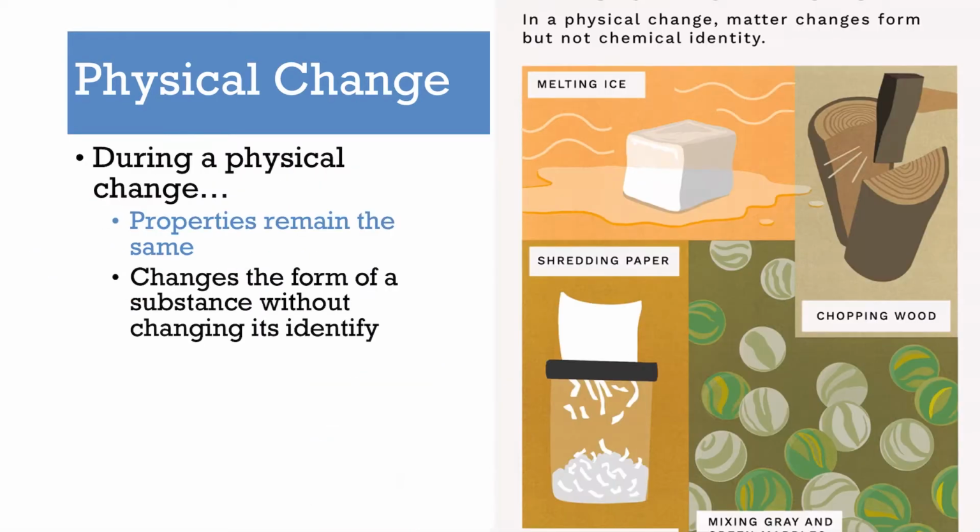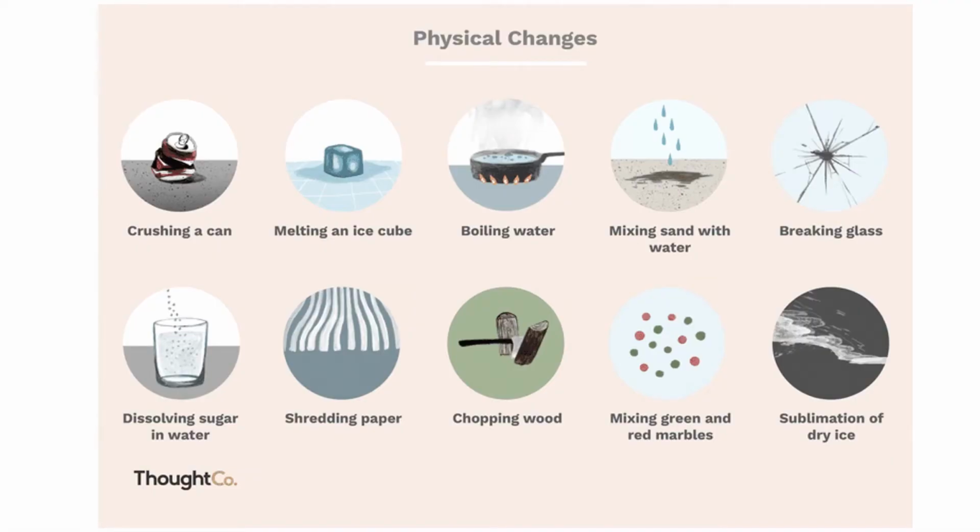Okay, there we go. So during a physical change, the physical properties remain the same. So a substance is the same. It changes the form without changing its identity. So again, melting ice, this is still H2O, that is H2O. If you shred paper, whether it's a big piece of paper or a small piece of paper, it is still paper. If you mix together different marbles, cool, now you have mixed up marbles. They're still marbles, you're not making anything new. Same with chopping wood. Same thing, just looks maybe a little bit different. Some other examples: crushing a can, melting ice, boiling water. Again, these are phase changes.